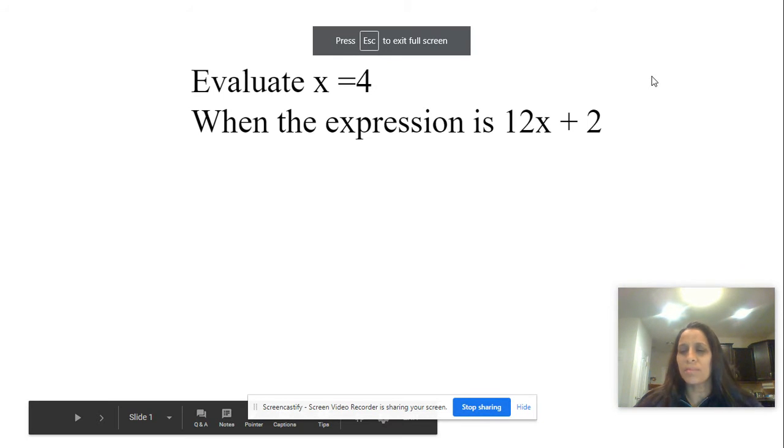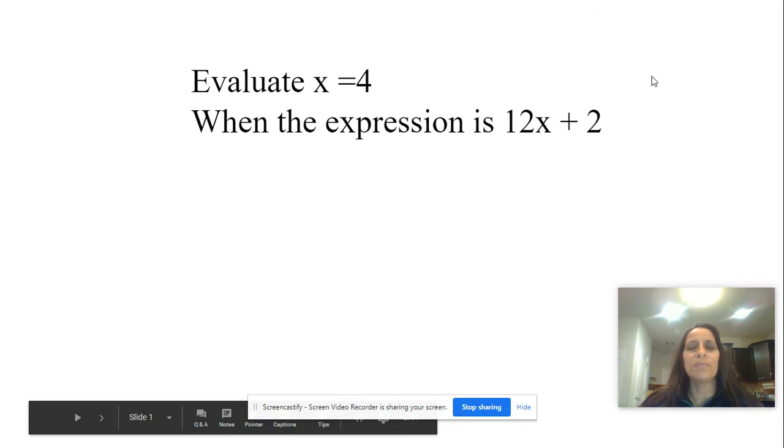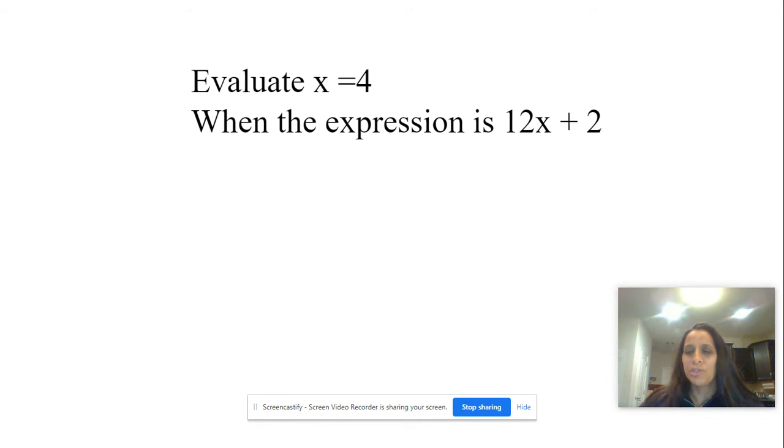So today I'm going to start my presentation on functions, but before we get started, we're going to do a couple of warm-up problems. These warm-up problems will help you think in terms of functions. The first warm-up problem says, evaluate when x is equal to 4, the expression 12x plus 2. Please mark your answer on the Edpuzzle.